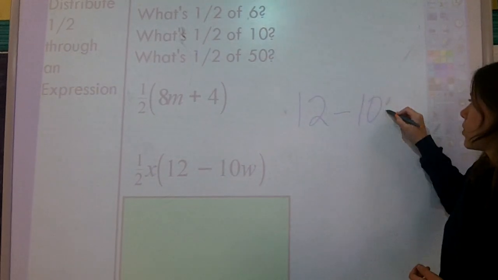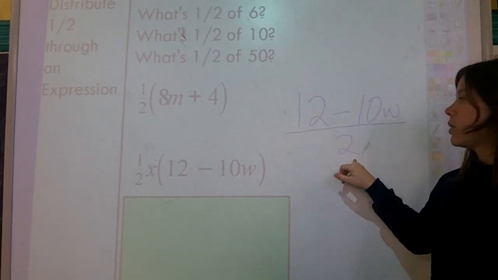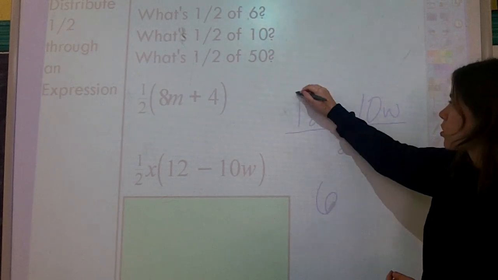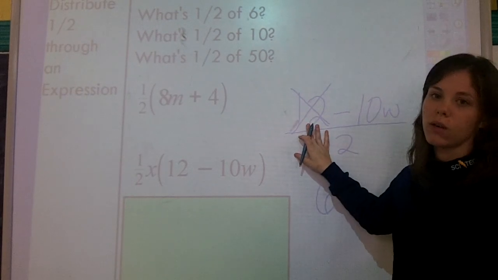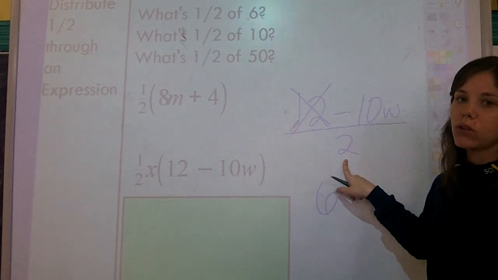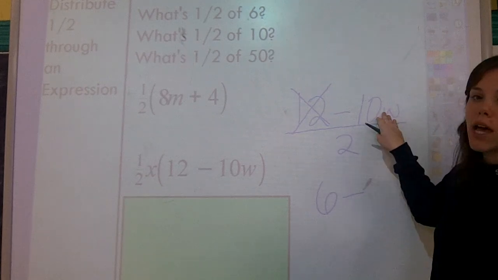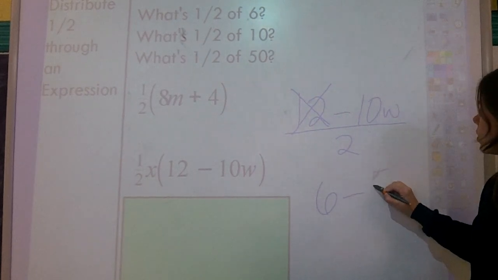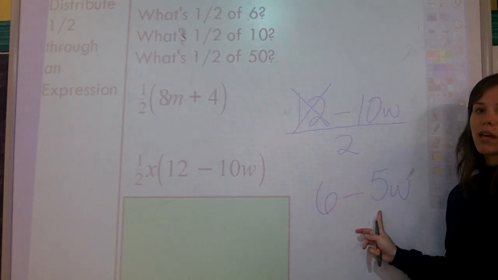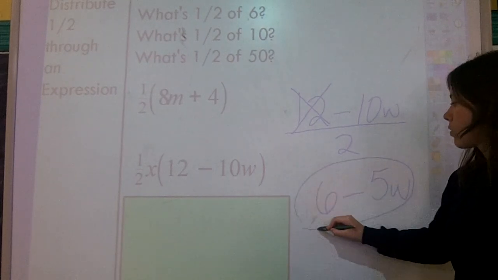12 minus 10w divided by 2. And now just divide out each term. 12 divided by 2 is 6. I'm going to cross this term off so that I know I'm finished with it. Now I have negative 10w divided by 2. A negative divided by a positive is a negative, and 10w divided by 2 is 5w. This is a constant, and this has a variable, which means these are different terms. These can't be combined. So I'm finished.